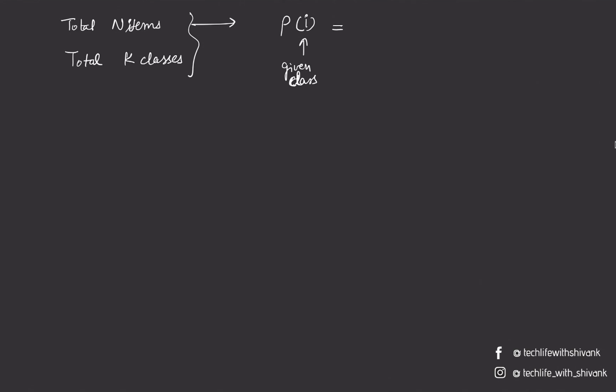Now let's consider the case that we have a total of n items and a total of k classes, and the probability of each class, where i is a given class. Let's say the probability of each class is equal, so since there are k classes, the probability of each class is equal to 1 by k.